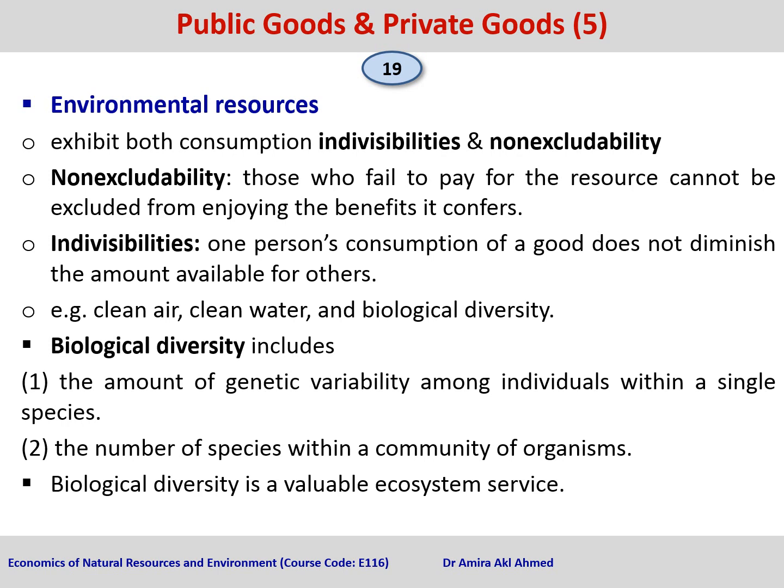Examples of environmental resources are clean air, clean water, and biological diversity. Biological diversity includes the amount of genetic variability among individuals within a single species and the number of species within a community of organisms.